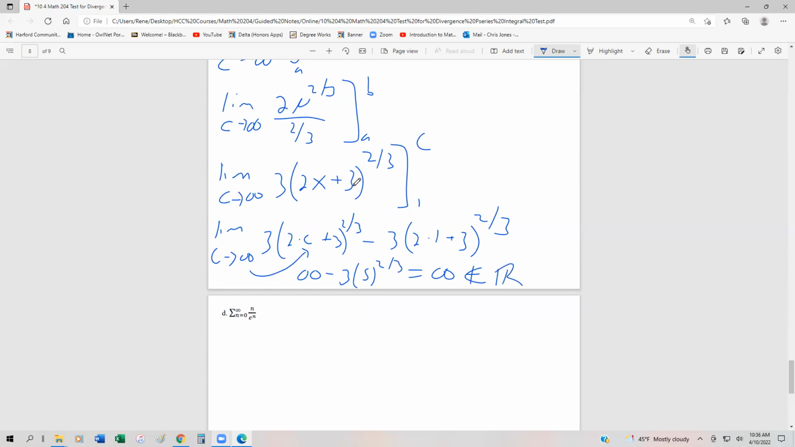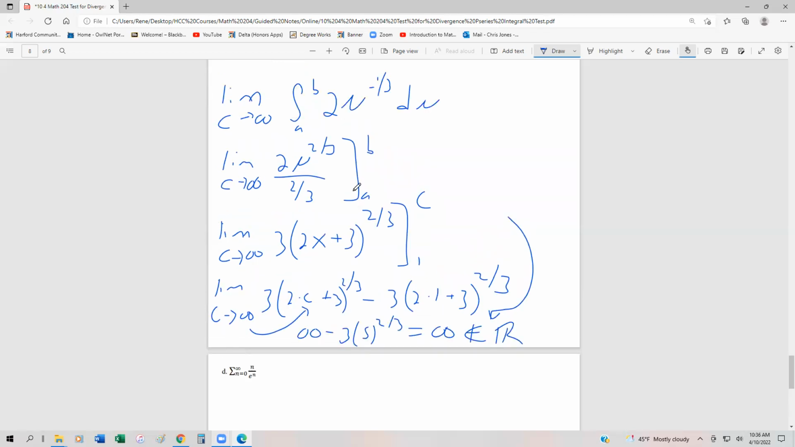And so what we can say is that this is going to be a divergent series because the integral also diverges. So it diverges.